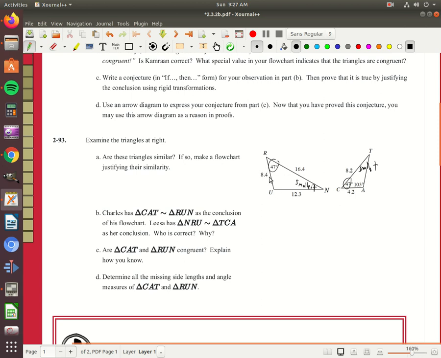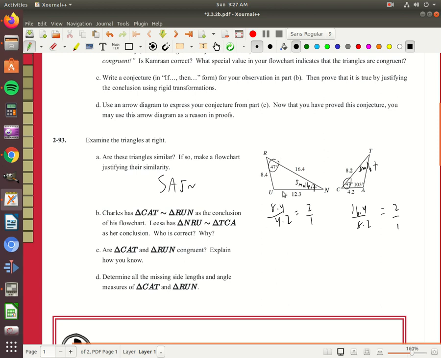So I would have to prove that 8.4 goes with 4.2, which gives me 2 over 1. And I would have to prove that 16.4 goes with 8.2, and it's also 2 over 1. So there you go. Yeah, I would say these triangles are similar. So yes, we know they're similar because of side angle side similarity.